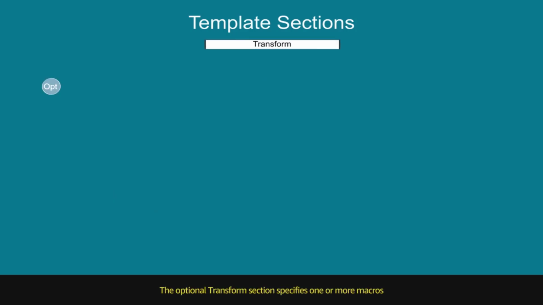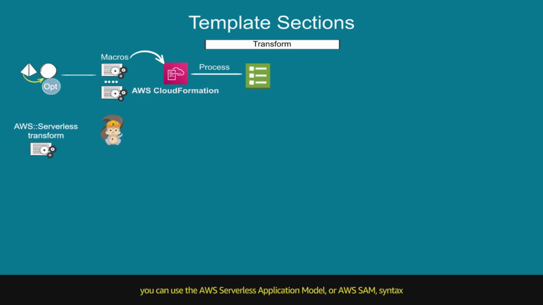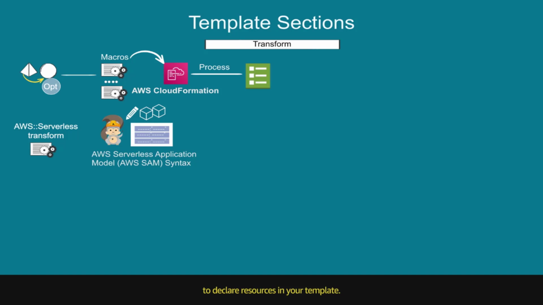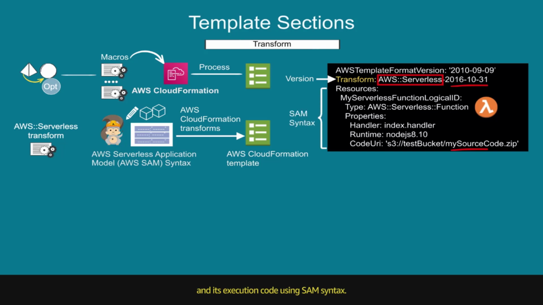Transform. The optional transform section specifies one or more macros that AWS CloudFormation uses to process your template. When you specify the AWS serverless transform macros, you can use AWS serverless application model, AWS SAM, syntax to declare resources in your template. AWS CloudFormation transforms and expands it into a compliant AWS CloudFormation template. For example, in the transform section, the AWS serverless macro is used, and the version of the AWS SAM is specified. Then the resources section declares a Lambda function and its execution code, using SAM syntax.